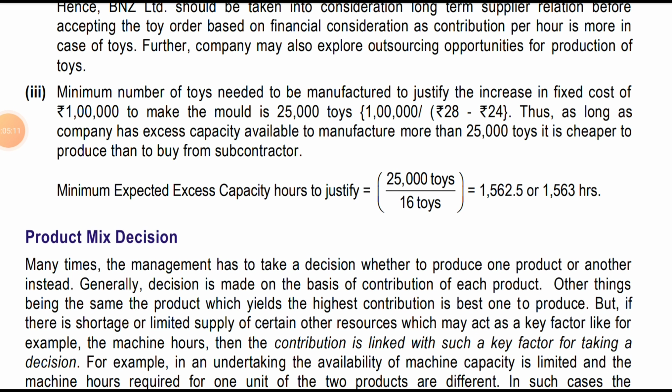See, it is given in the question also: as long as the company has the excess capacity available to manufacture more than 25,000 toys, it is cheaper to produce, that is to manufacture in house, than to subcontract. So we can conclude that if the hours available are above 1562.5 hours, it is beneficial to manufacture to that extent, and if it is available less than that, for example only 1000 hours is available and 9000 hours are occupied by some other production of the bottle, it is beneficial to outsource rather than manufacture.